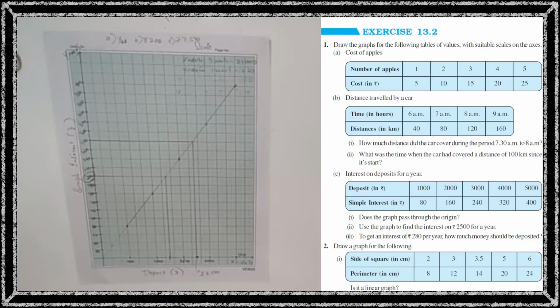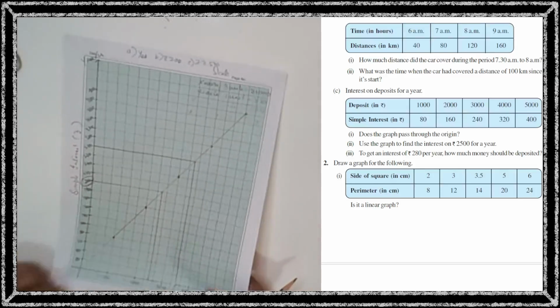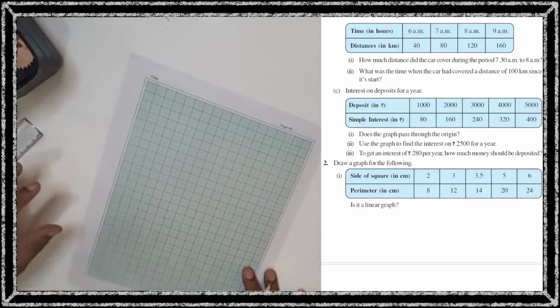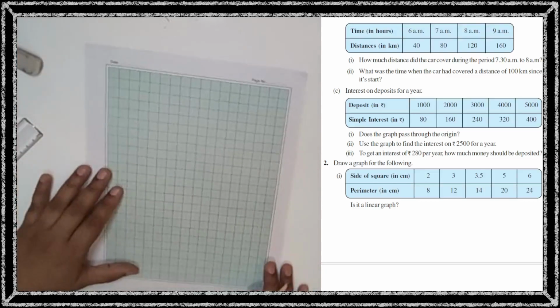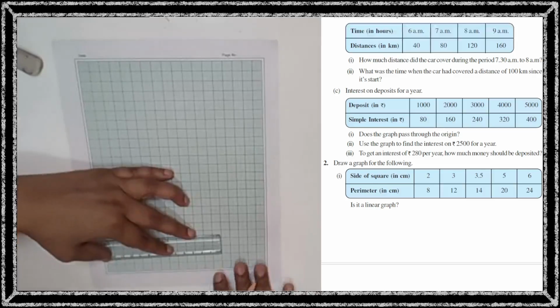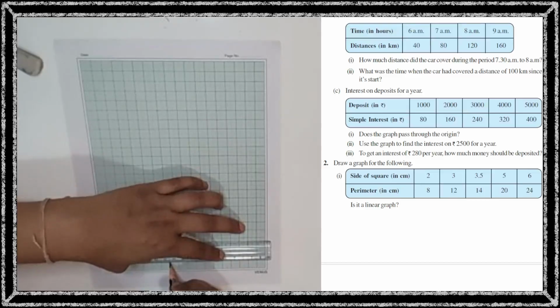Next, let's look at the second question. Draw a graph for the following. They're asking us to draw the graph if they have given the information of side of a square and perimeter of a square, right? And they're asking a question, is it a linear graph? All we need for it to be a linear graph is that the line is not broken anywhere, right?